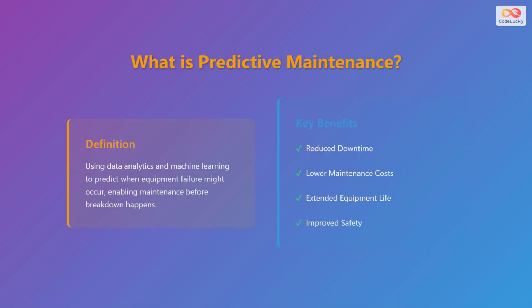What is predictive maintenance? It is using data analytics and machine learning to predict when equipment failure might occur, enabling maintenance before breakdown happens. Some of the key benefits of predictive maintenance are reduced downtime, lower maintenance costs, extended equipment life, and improved safety.